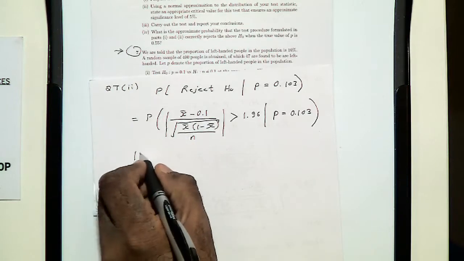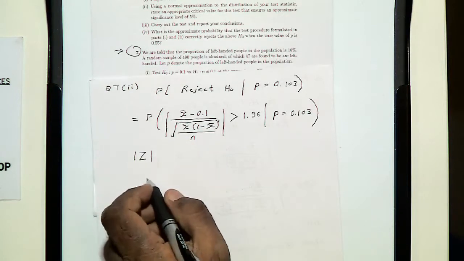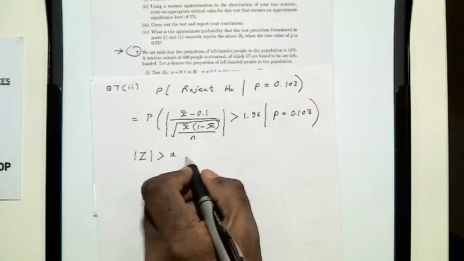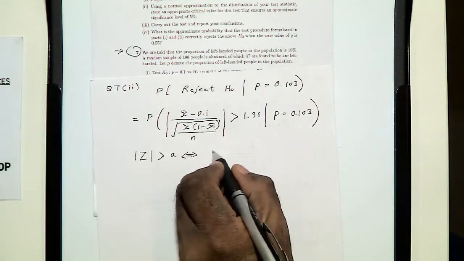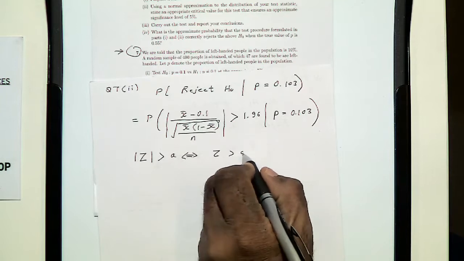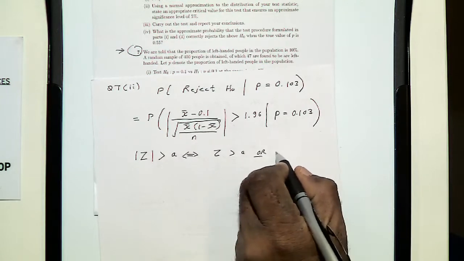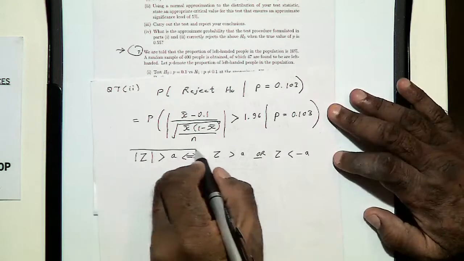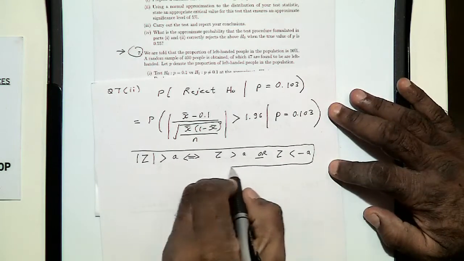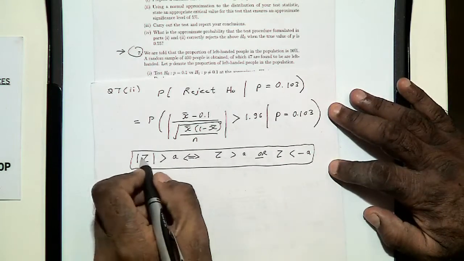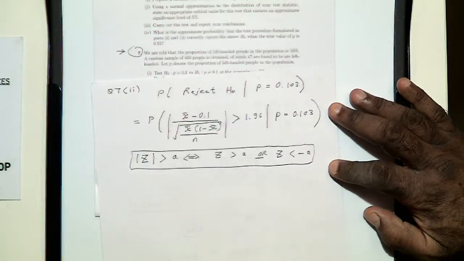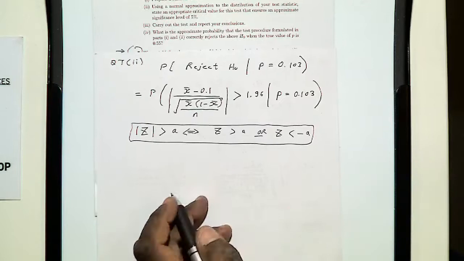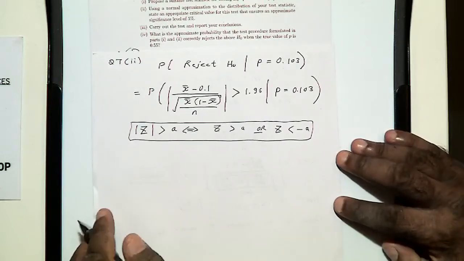If you have something like, say, the absolute value of z greater than a constant a, then that's the same as saying that either z is greater than a or z is less than minus a. I'm sure you know this. Have you seen this somewhere? You know this, right? So I'm going to use this fact.